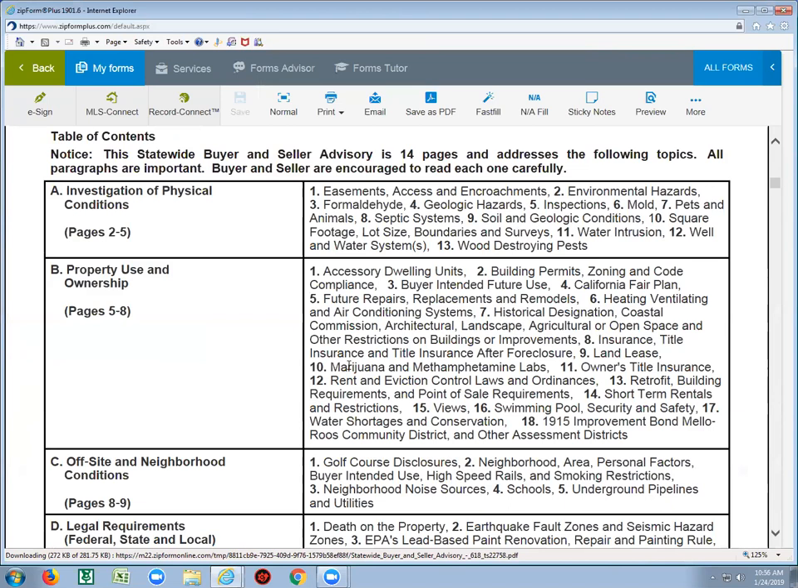Historical design, coastal commission, architectural, landscape, agricultural, open space, and other restrictions of a building and improvement. Some buildings, if they are in the agriculture zone, even if the land is so big, what can you do? Nothing, besides plant. Like some horse property or agriculture property in Temecula. Last time I dealt with it, the zoning was agriculture. That means you can only have one house, a residence, or avocado trees. Can you do anything about it? Build more houses? No, it's agriculture zoning.